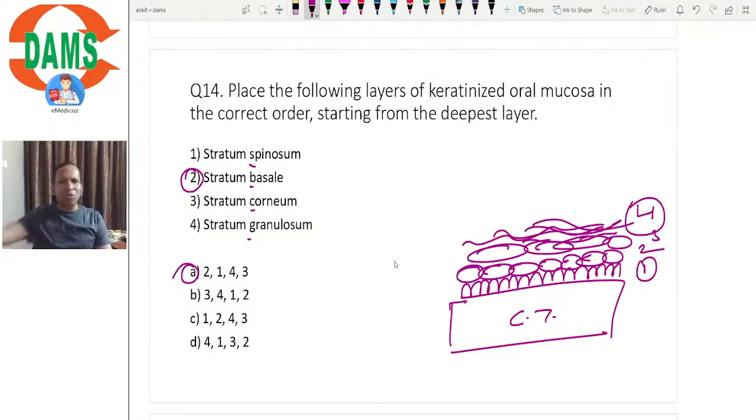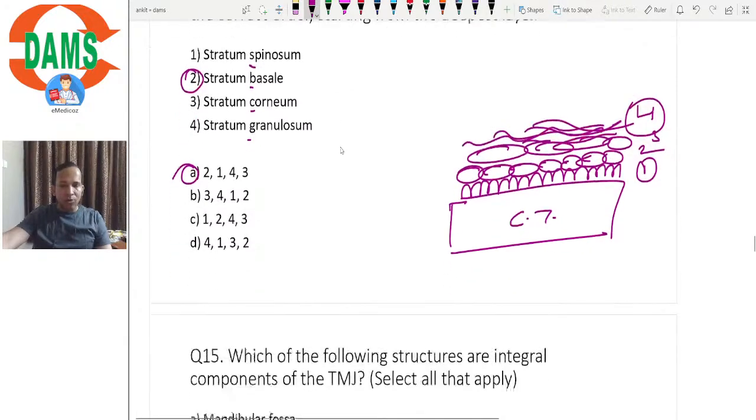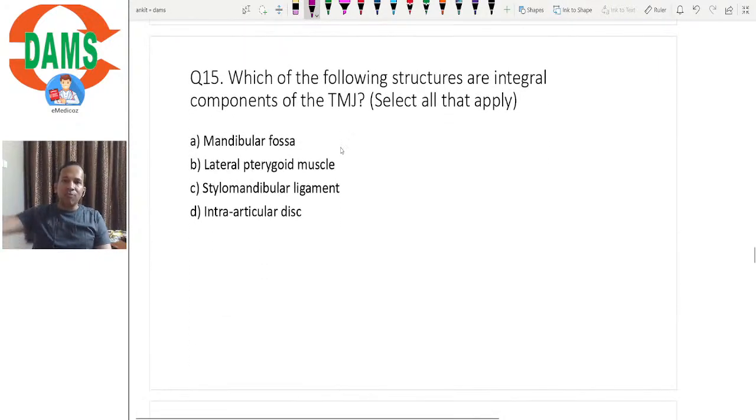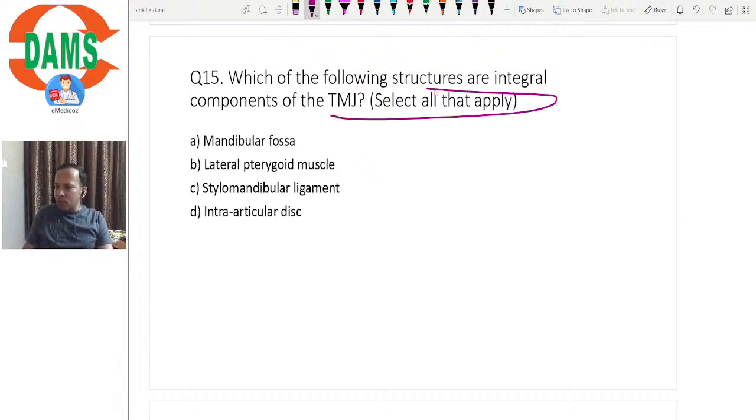तो ये हमने पीछे भी कहीं ना कहीं डिस्कस किया ही है, right? So let's go to the next question. Which of the following structures are integral component of TMJ? तो TMJ का integral component कौन कौन है? Now here we have select all that apply.